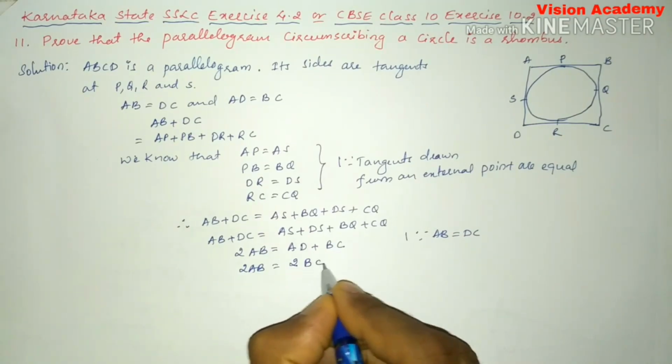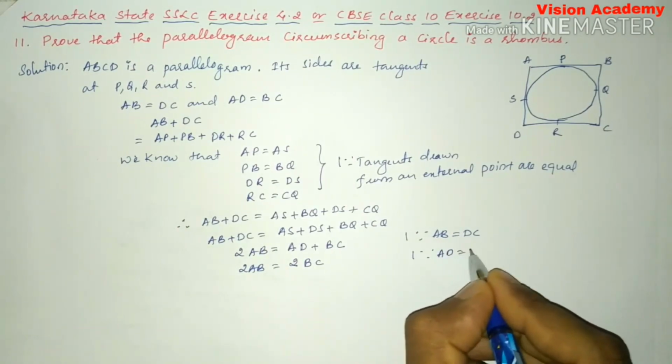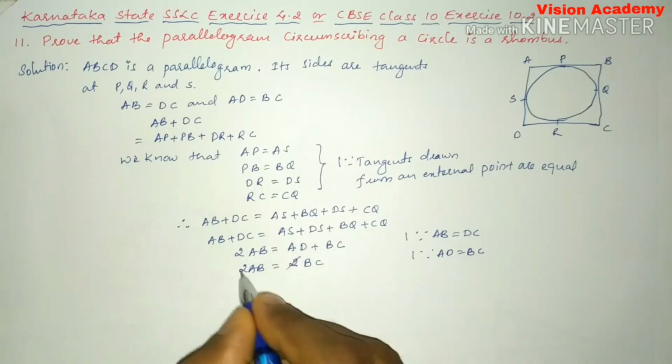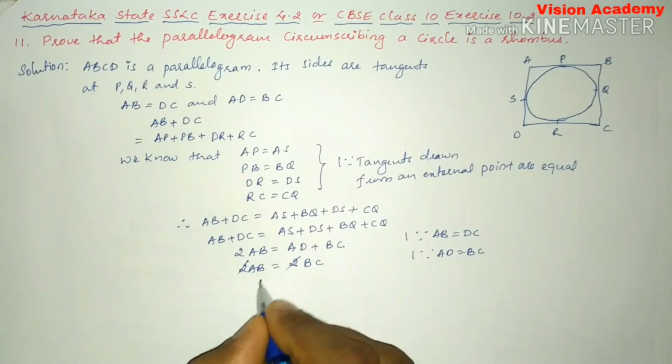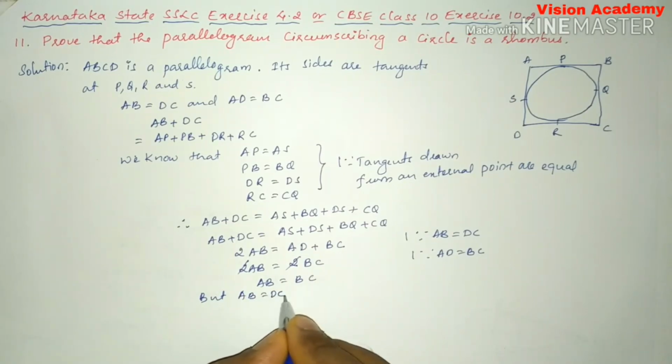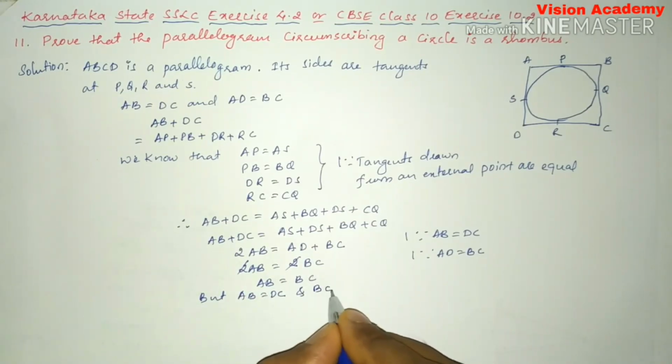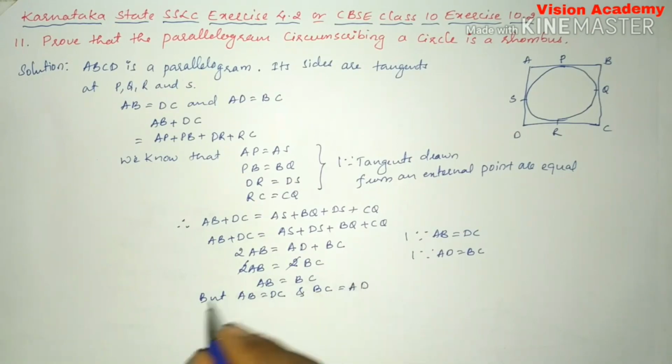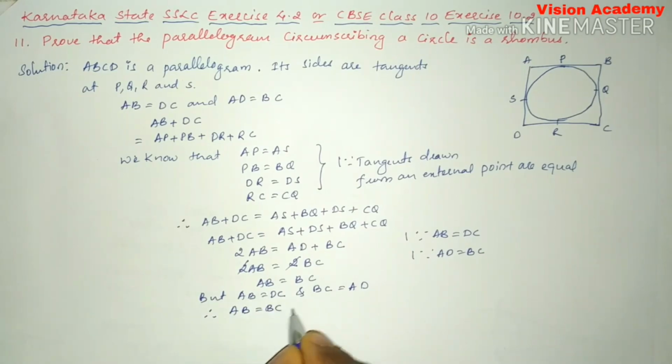We can write 2 times BC, because AD is equal to BC. So here these 2s will get cancelled. We remain with AB is equal to BC. But AB is equal to DC and BC is equal to AD. Therefore, we can write AB is equal to BC is equal to CD is equal to AD. So therefore, ABCD is a rhombus.